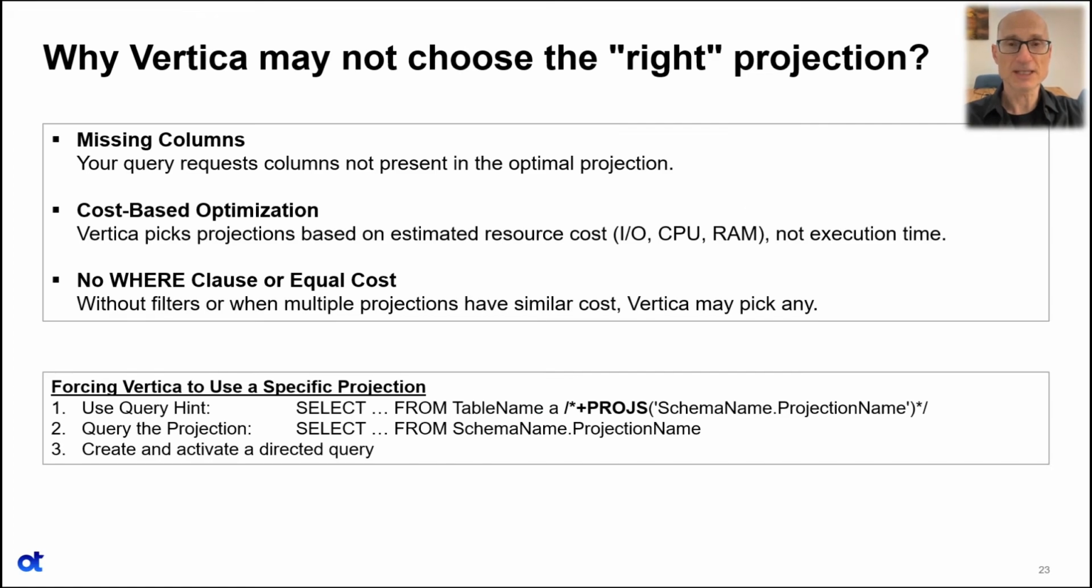There are three main reasons. First, if your query requests columns not available in the ideal projection, Vertica must choose another. Second, Vertica uses cost-based optimization. It selects projections based on estimated resource use, like I/O or RAM, and not on execution speed. Finally, if there's no where clause, or if multiple projections have similar costs, Vertica may choose any projection. To force a specific projection, use query hints, directly query the projection, or use a directed query.